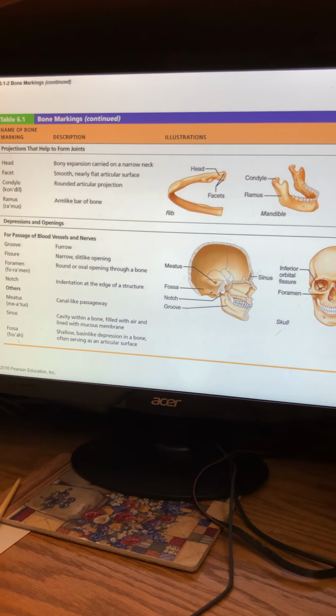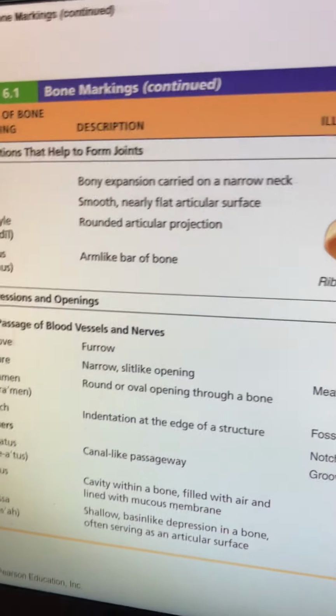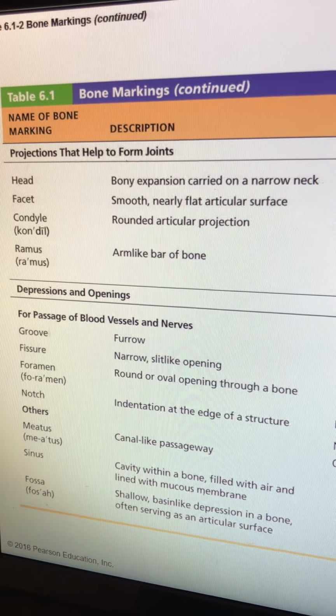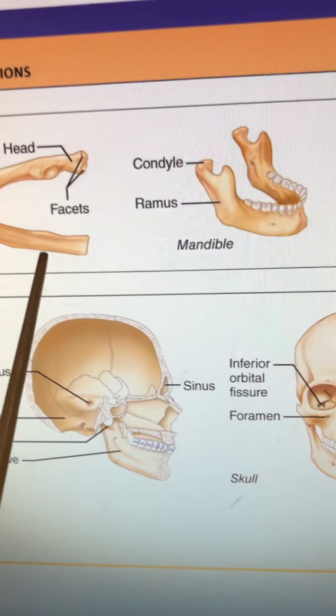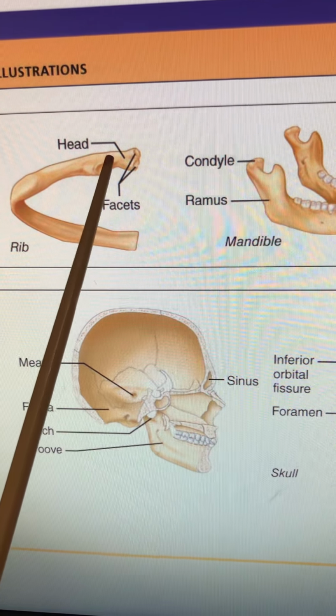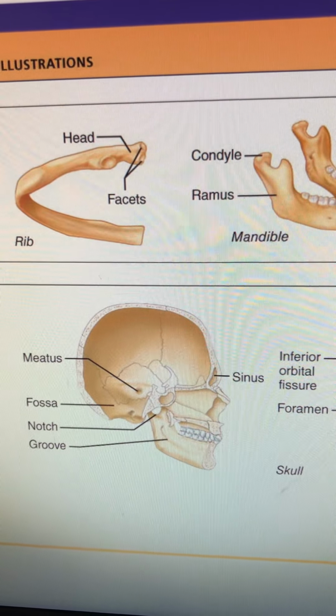The next group, still on projection, is going to be a head. If you think of a head, it is a bony expansion carried on a narrow neck. Just think of a regular person. You have a narrowed neck that has a head on top of it. In this particular example, this is the rib, and here is the rib neck, and this larger portion there is called the head of the rib.